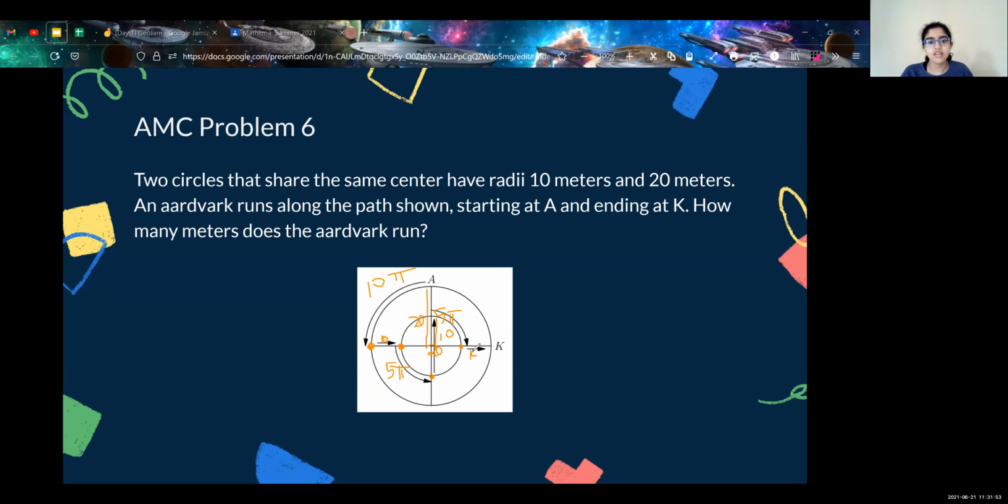So we add these together and we get 10 pi plus 10 plus 5 pi plus 20 plus 5 pi plus 10. And then we add like terms and we get 20 pi plus 40. So our answer is 20 pi plus 40.